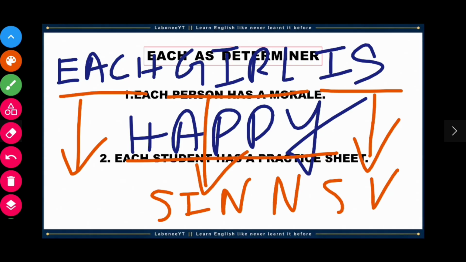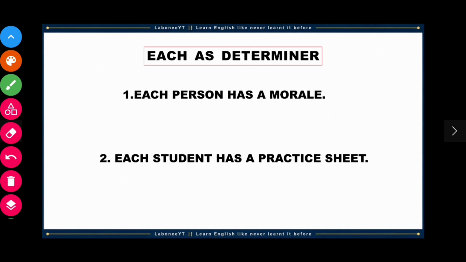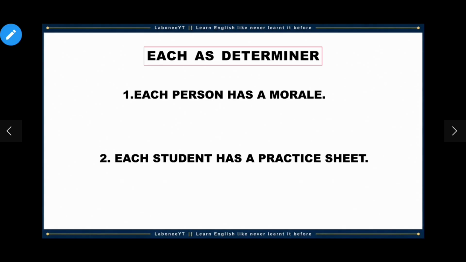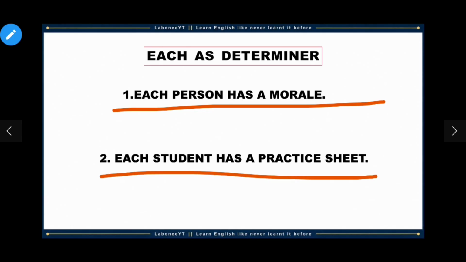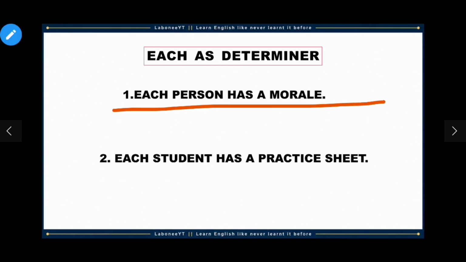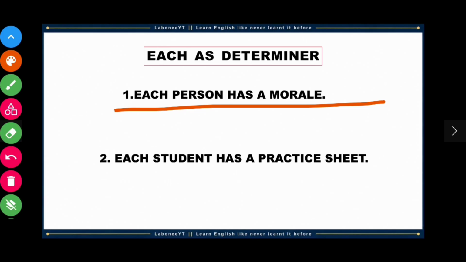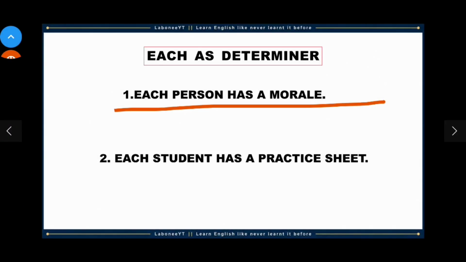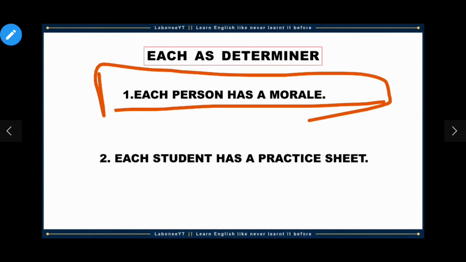What is it? We use each as a determiner. So we use each as a determiner too. So let's discuss this thing with two examples. The first example is each person has a morale. And the second example, each student has a practice seat. So if we take the first example here, we can see it is written as each person has a morale. This sentence.